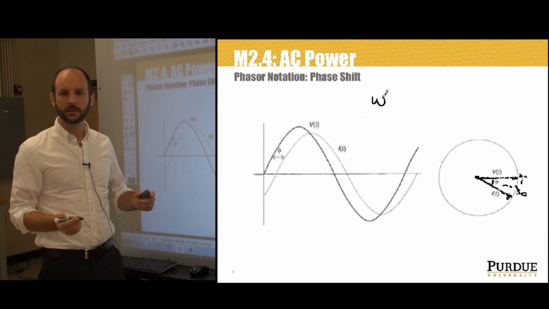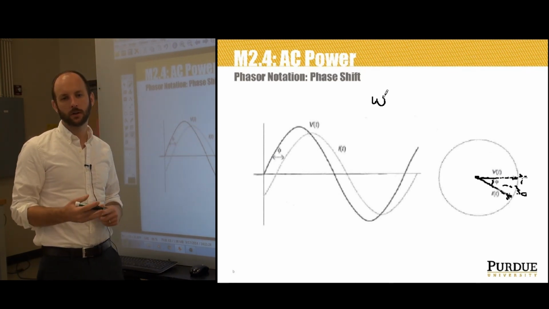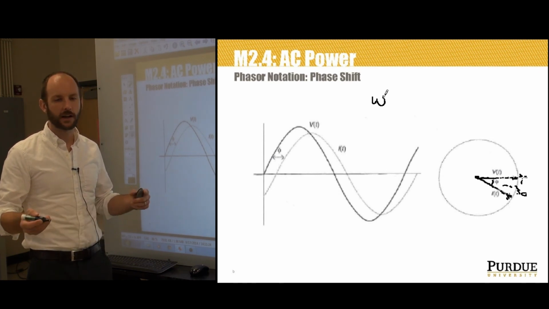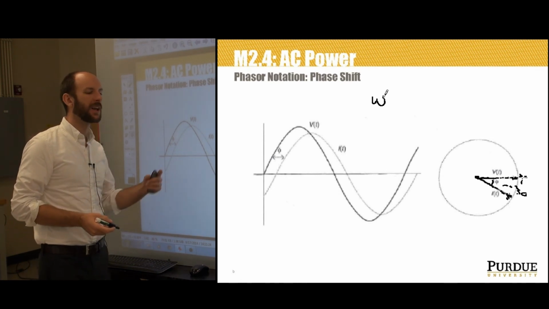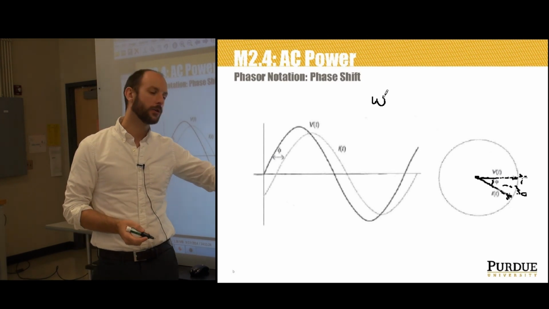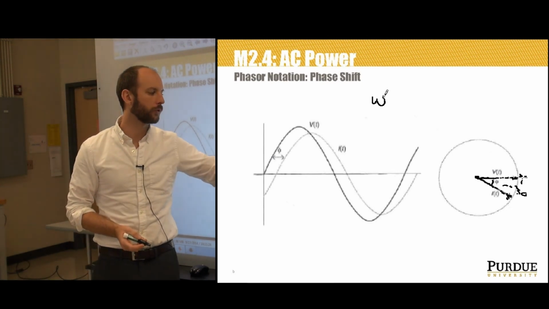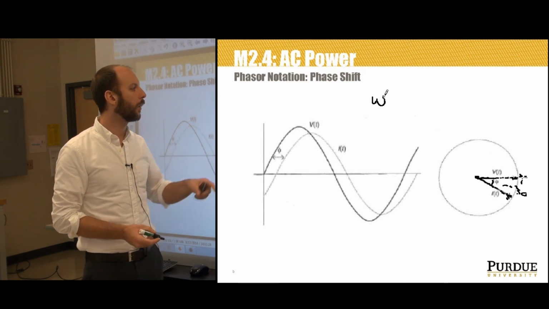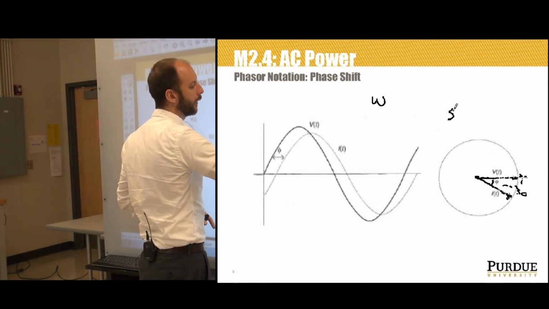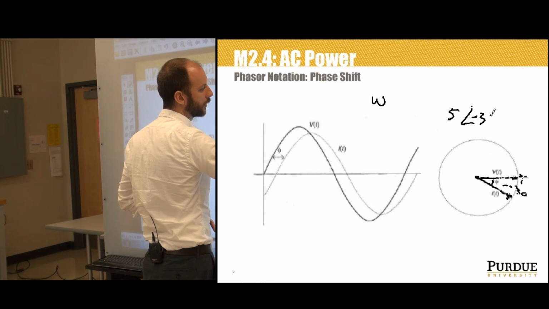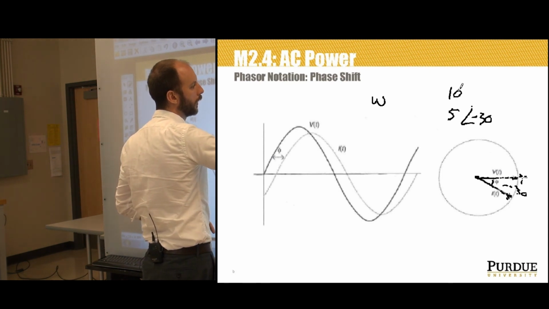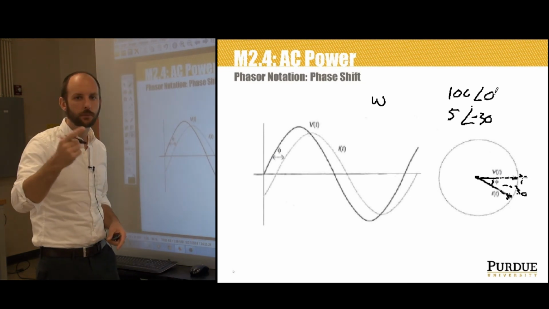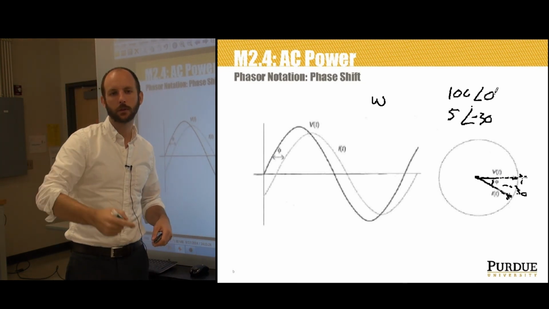I know it seems easy to go from the cosine or the sine function directly to the phasor notation, 5 at an angle 0 degrees. But later on we are going to be solving circuits by representing voltages and currents on phasor diagrams. So understanding how 5 at an angle minus 30 and 100 at an angle of 0 degrees map to this diagram, you need to be able to understand that to participate in some of the conversations that we're going to have later.